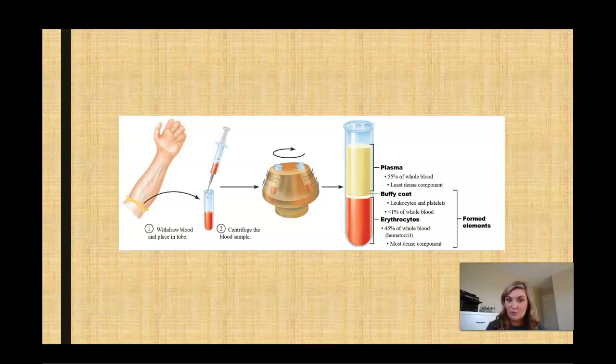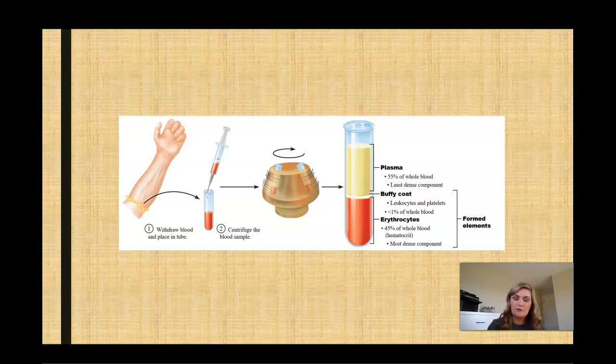The buffy coat is going to be the coat or the section that you see in between the more yellowy color on top and the red erythrocytes that are on the bottom. The buffy coat is going to be made up of the white blood cells, so your leukocytes and some of your platelets. And this is going to be about a little less than 1% of the whole blood. The bottom section is the erythrocytes. These are going to be 45% of that whole blood, or what's considered to be your hematocrit, and that's going to be the most dense part.